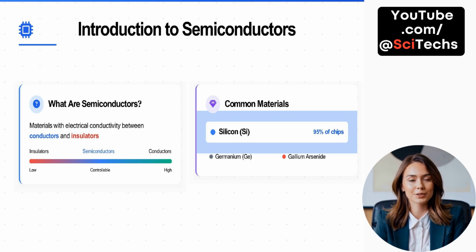Among semiconductor materials, silicon stands out as the dominant choice. Silicon is used in approximately 95% of all chips due to its excellent electrical properties, abundance, and ability to form a stable oxide layer. Other materials such as germanium and gallium arsenide also play specialized roles, especially in high-speed or optoelectronic applications. Understanding these materials is the first step to understanding how devices function at their core.